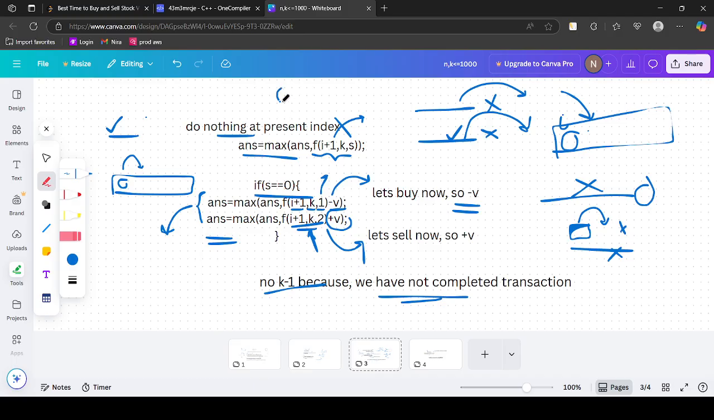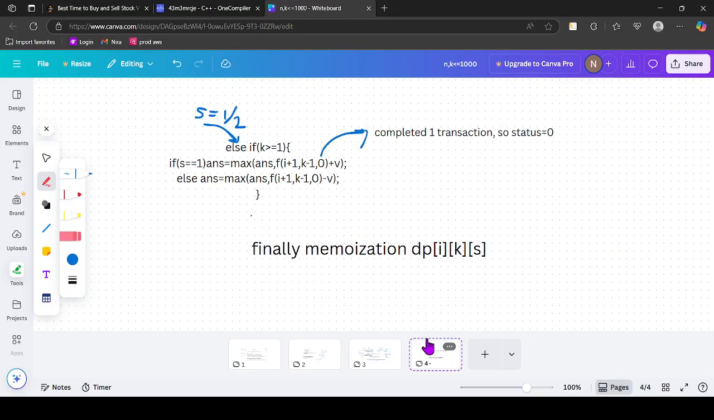For example, we bought here and the transaction will be completed when we sell this one. So only when we are selling, then k will be -1. And similarly, if we sold now, when we are buying, then the transaction will be completed. So we have to reduce k when the transaction is completed, but not when we are beginning now.